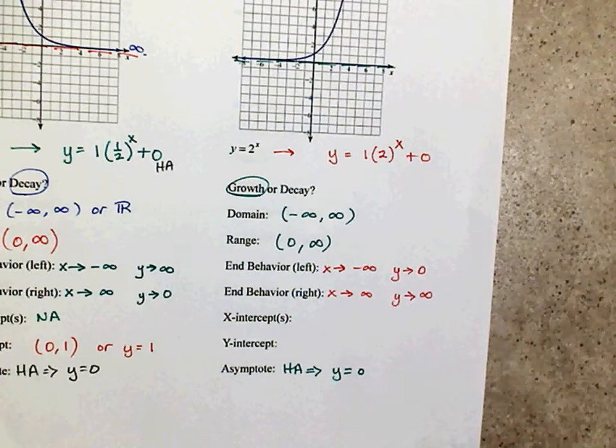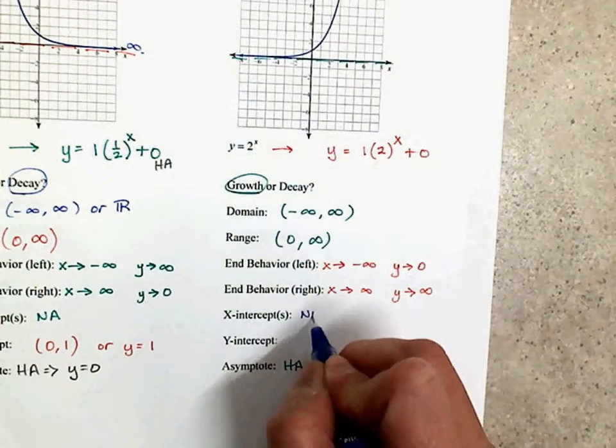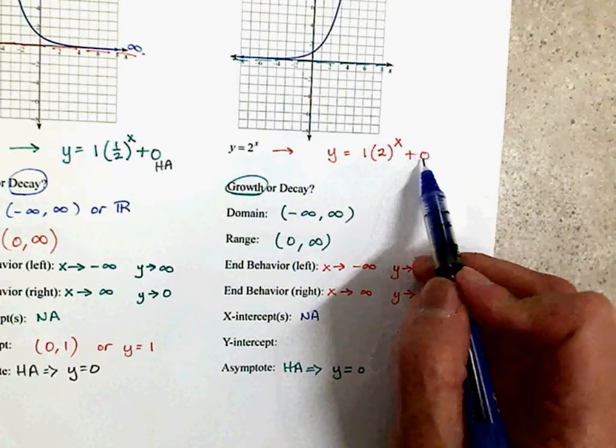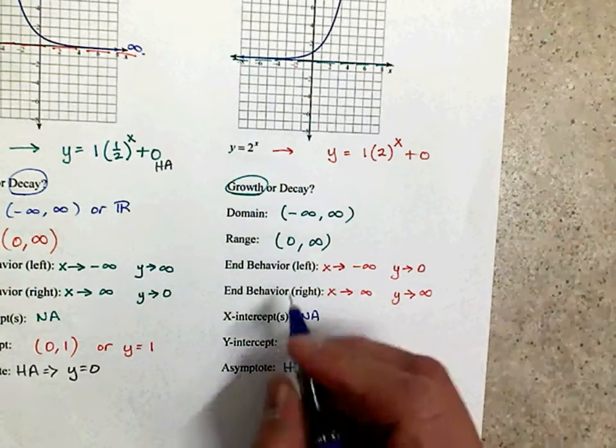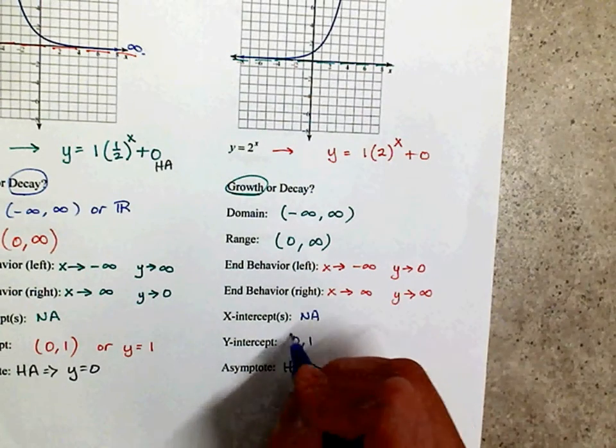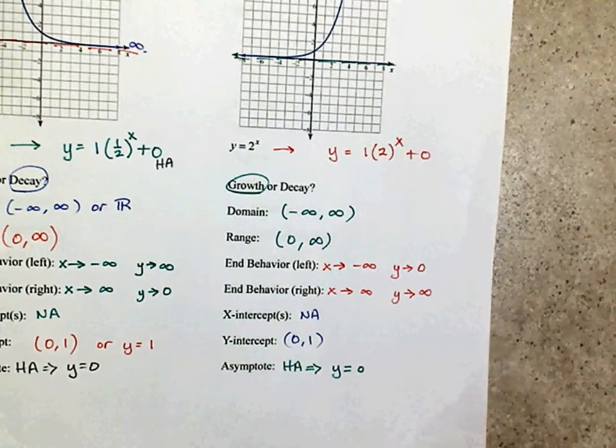X-intercept. It's never going to cross because your asymptote is at 0. So your y-intercept is going to cross at 0, 1. And there you have your page 1.